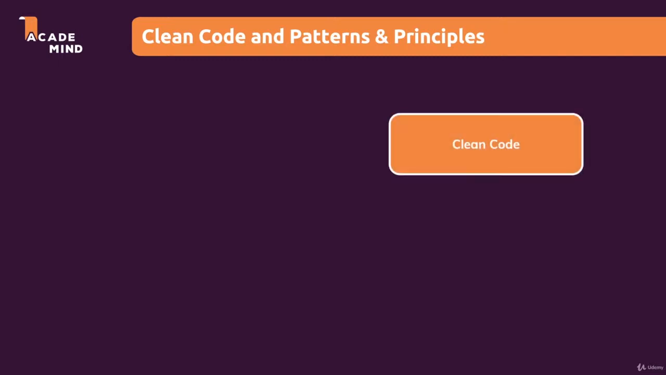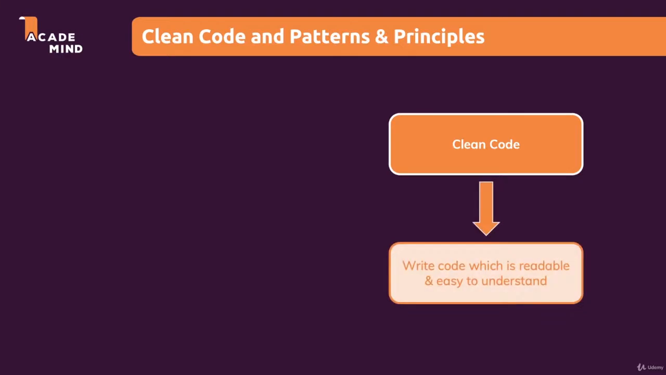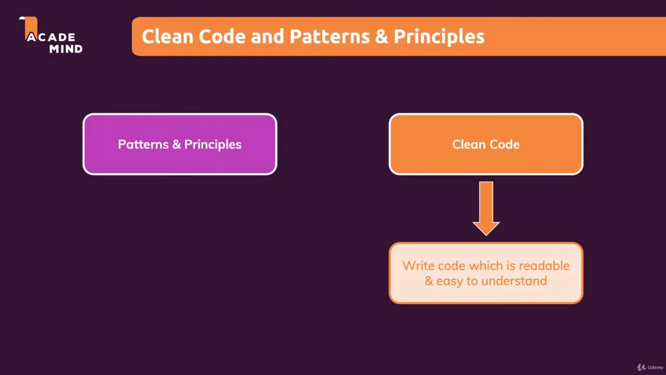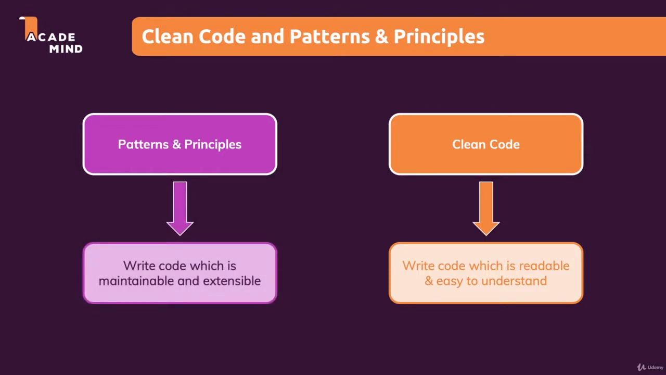For this, it is important to keep in mind that clean code is code which is readable and easy to understand. That is the main thing you have to keep in mind when writing clean code. Now, all these patterns and principles out there are focused on ensuring that you write code which is extensible and maintainable. Of course, there is a connection. Of course, if you follow these patterns and principles, that can help with writing clean code.